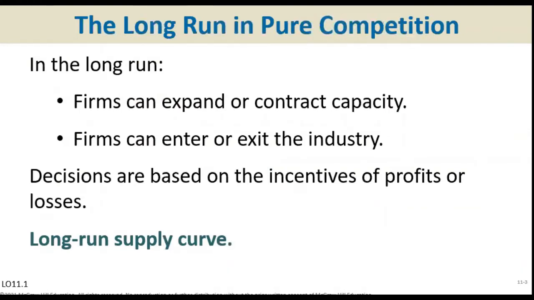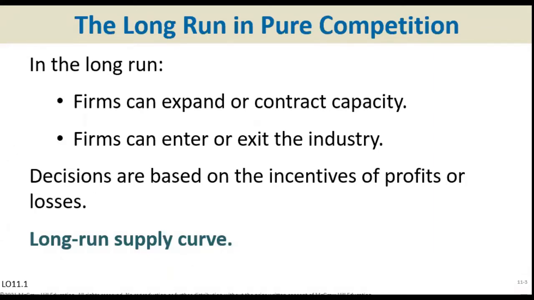So, the long run in pure competition. In the short run, as we discussed in the previous lecture, we know that the industry is fixed in both the number of sellers and also the plant size of existing sellers. But in the long run, all of these limits are relaxed.